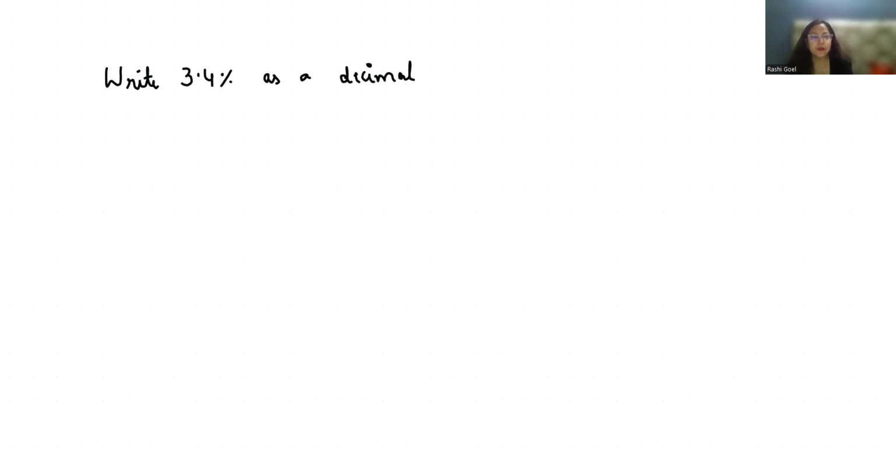So let's start. First we remove this percentage sign. How can we remove it? This symbol denotes 1 by 100, so in place of this symbol, we can write 1 by 100. So 3.4 times 1 by 100, or we can write it as 34 by 10 times 1 by 100. So it becomes 34 by 1000.